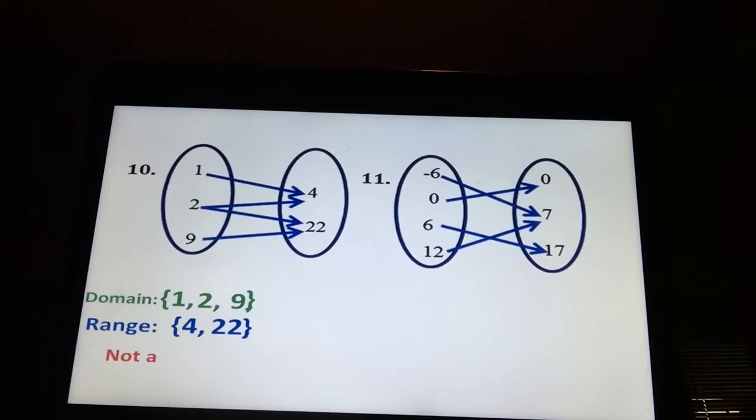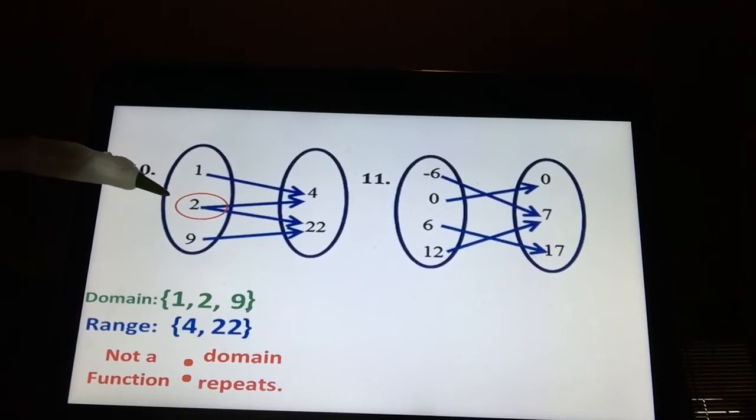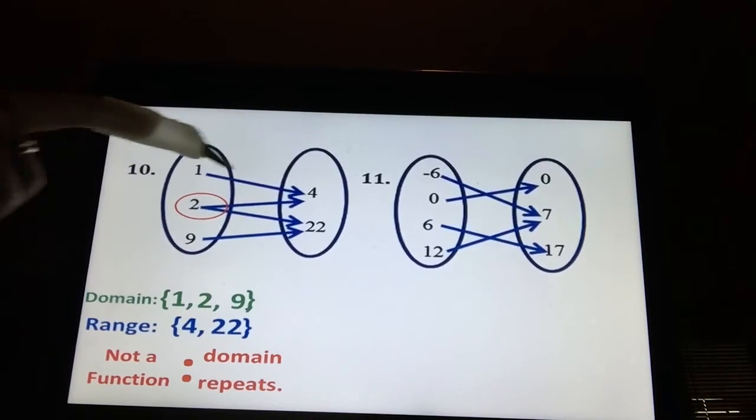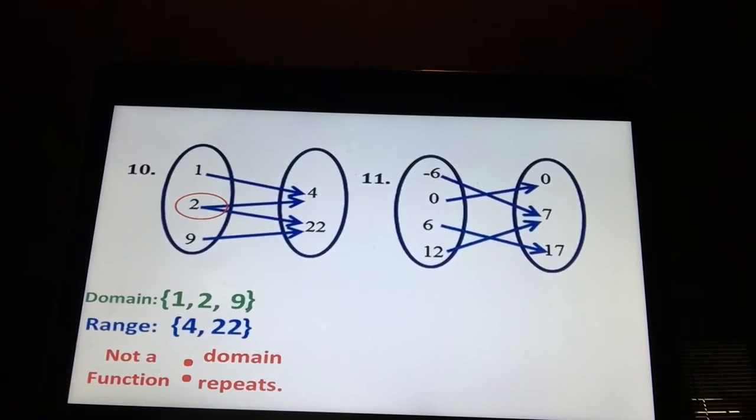And in this case, it is not a function due to the fact that the domain repeats right over here, because again, this makes 2 ordered pairs, 2, 4, and 2, 22, and in those two ordered pairs the x repeats.